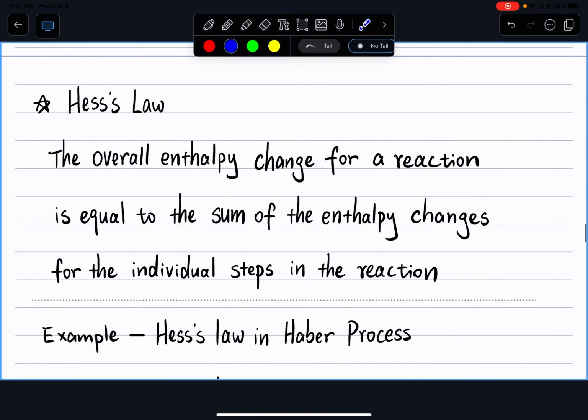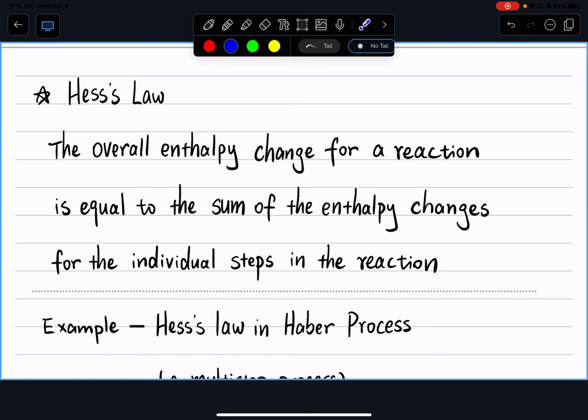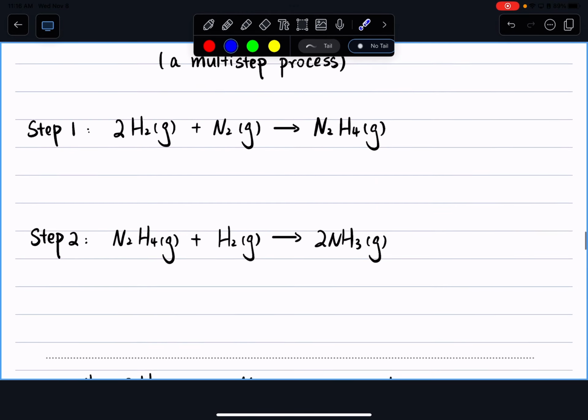So with that in hand, we then move on to the more application end of using the thermodynamic table to solve for something that will be useful from a chemistry point of view. The law we're trying to introduce here is called Hess's law. It reads: the overall enthalpy change of a reaction is equal to the sum of the enthalpy changes for the individual steps of the reaction. So for multiple-step reactions, the overall change equals the sum of each step taking place. Let's look at an example together, which is the Haber process.